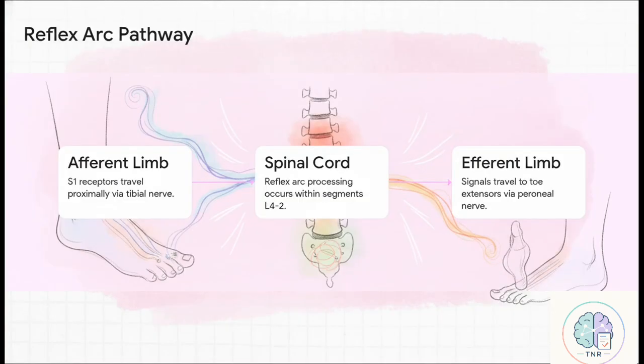Okay, this is the exact loop you need to commit to memory. It's a 3-step journey. First, the afferent limb starts with cutaneous receptors strictly in the S1 dermatome, traveling up the leg via the tibial nerve. Second, it hits the spinal cord, processing within segments L4 through L2. And finally, the efferent limb shoots the motor signal back to the toe extensors via the peroneal nerve. So, S1 via tibial, synapse at L4 to L2, return via peroneal. That is your complete circuit.